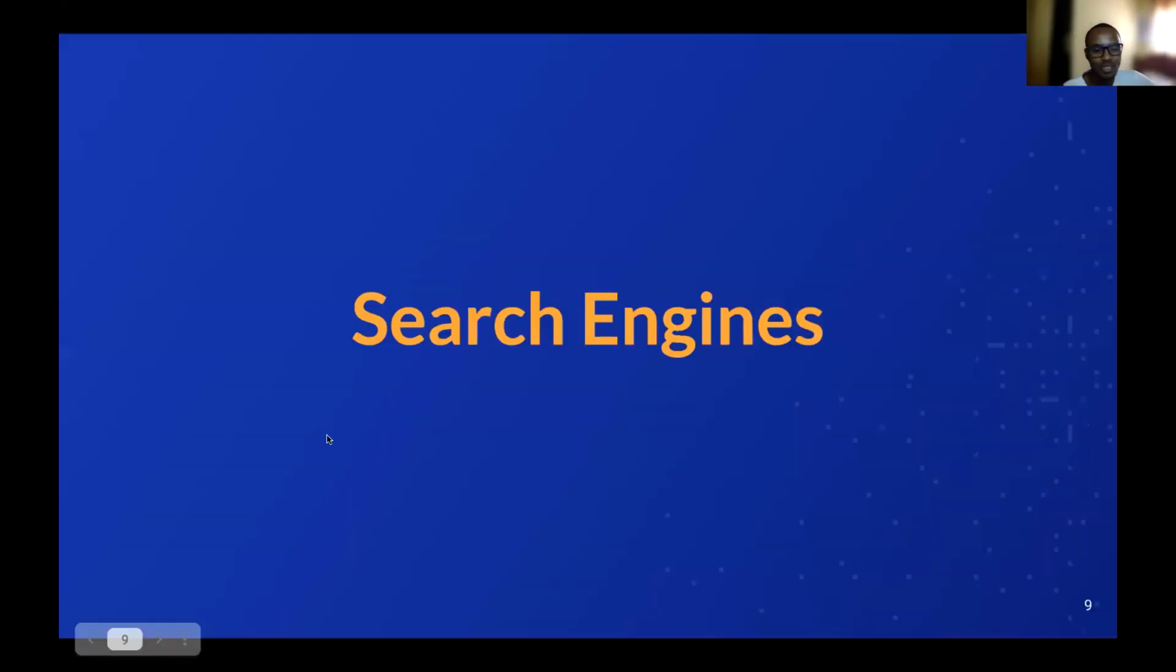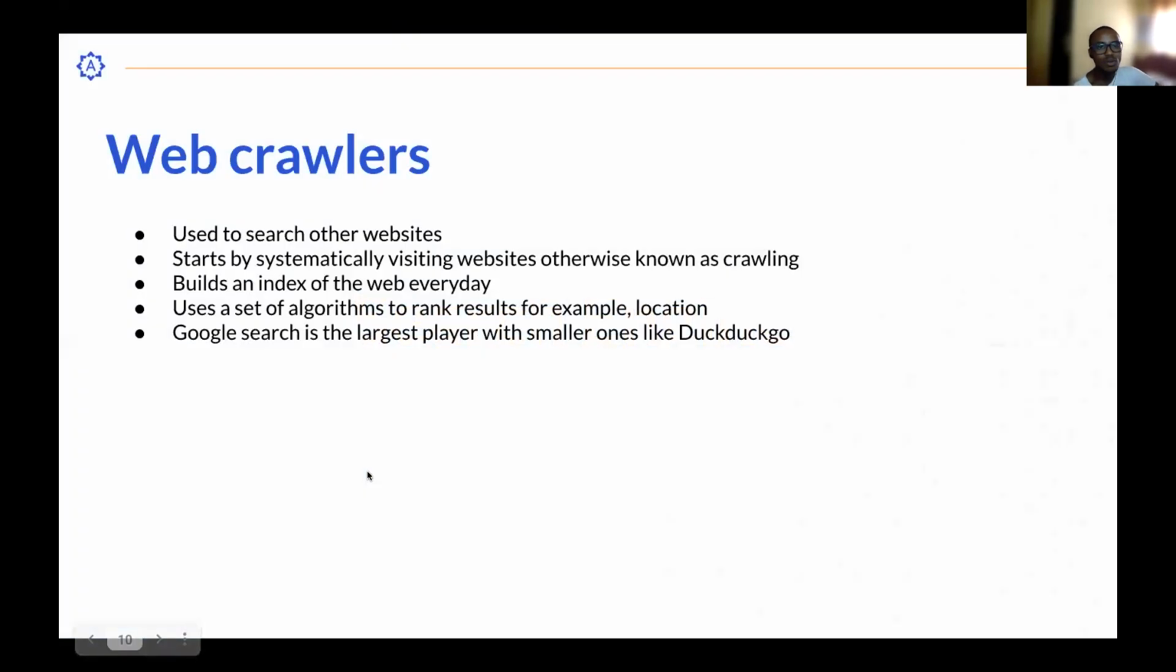Okay, so search engines. We've already talked about this, so this is going to be pretty easy. These are also known as web crawlers. They are used to search other websites. They start by visiting websites, which is the actual part of crawling. Then they build an index of the web every day. Then they use a set of algorithms to rank results. Google search is the largest player, with smaller ones like DuckDuckGo.